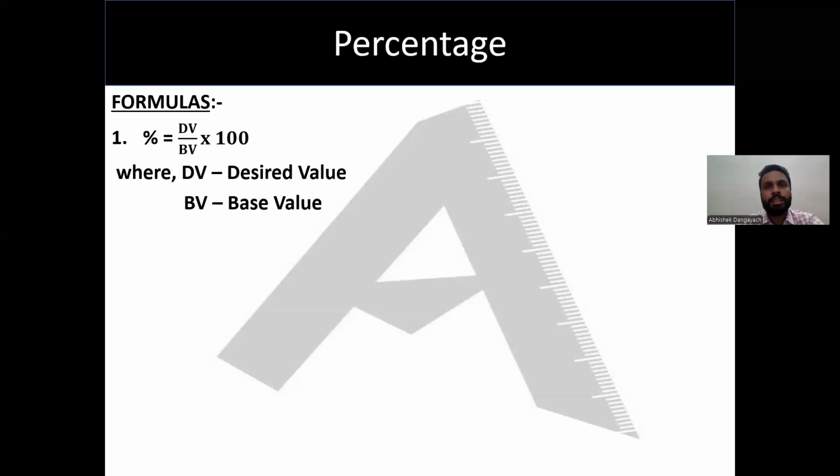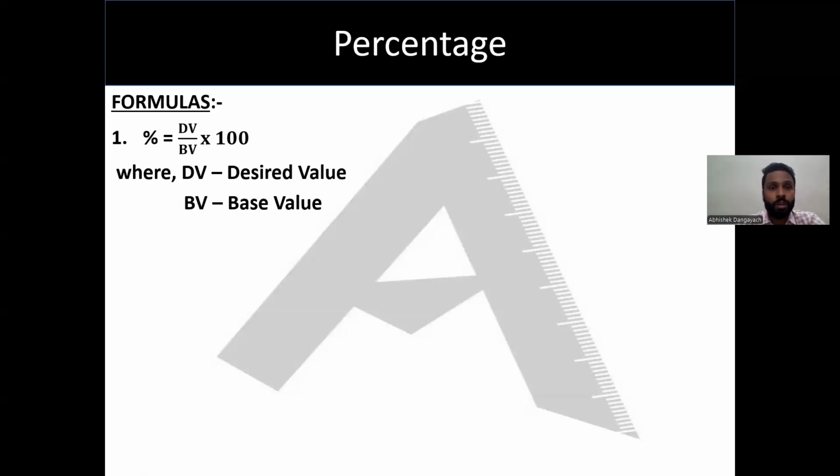So percentage is always a relative value because it is dependent on something else. 10% of 200 is actually dependent on 200. 10% of 400 is dependent on 400. So basically percentage is a relative term. If it's a relative term, then the value on which it depends is called the base value. For example, if I'm saying 10% of 200, 200 is the base value. Got it? So we got the term desired value, we got the term base value.